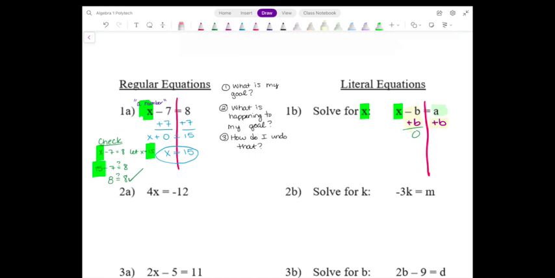Okay? So what do I say for my answer then? Well, since negative b plus b gives me 0, I have x plus 0 equal to, well, can't put them together, so I'm going to have to write them next to each other. a plus b, because they can't go together. And I know that anything plus 0 is just itself, so I get that x is equal to a plus b.